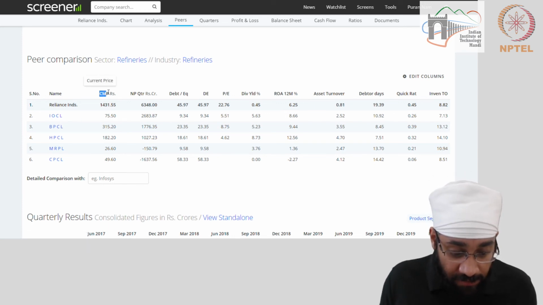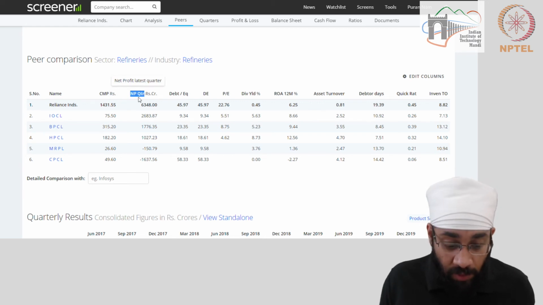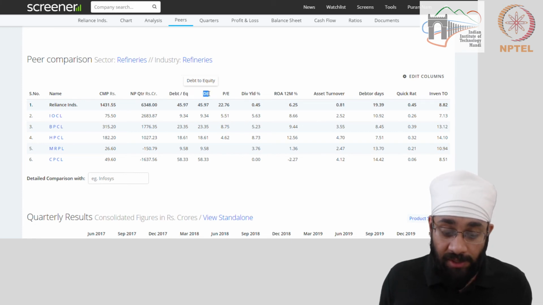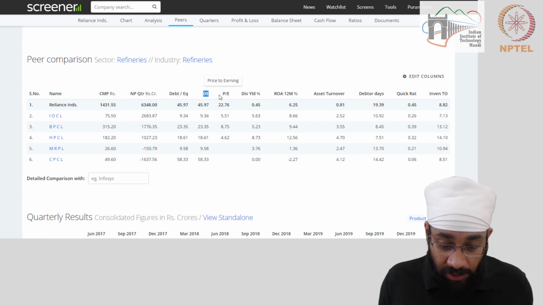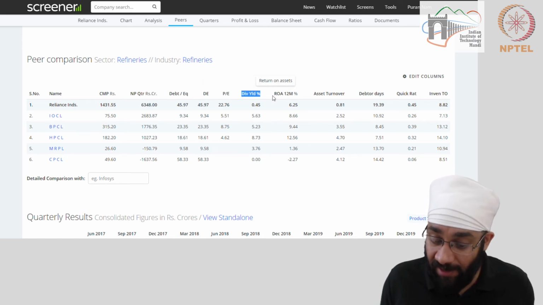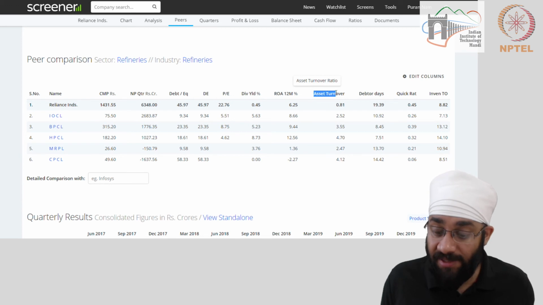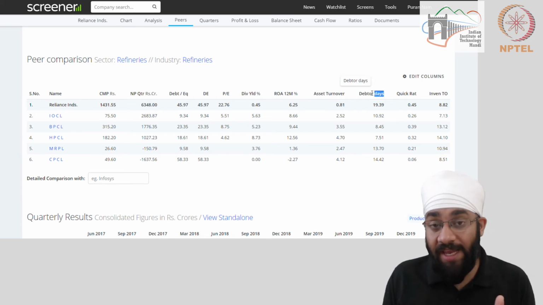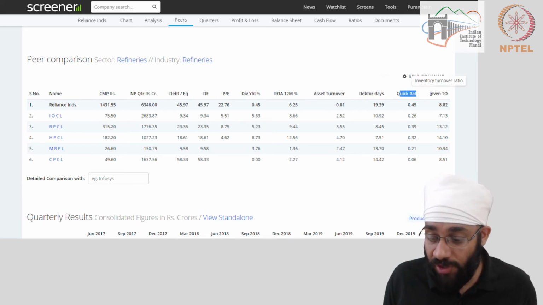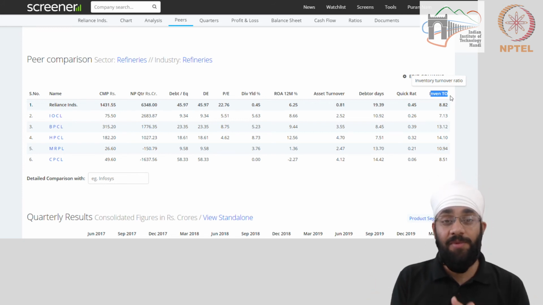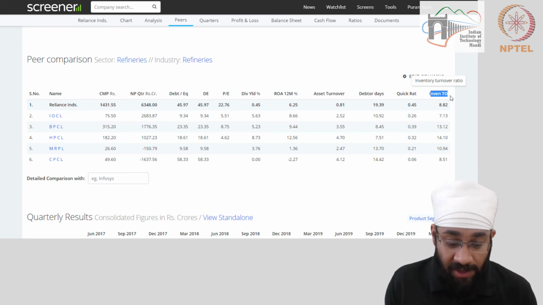This is the current market price. This is the net profit in the last quarter, which will be quarter four of 2019-20. This is debt to equity ratio. This is also debt to equity ratio. We have price to earning ratio, dividend yield, return on assets, asset turnover, debtor collection period. This is quick ratio. This is stock turnover ratio. The numbers that you would like to see are all here.